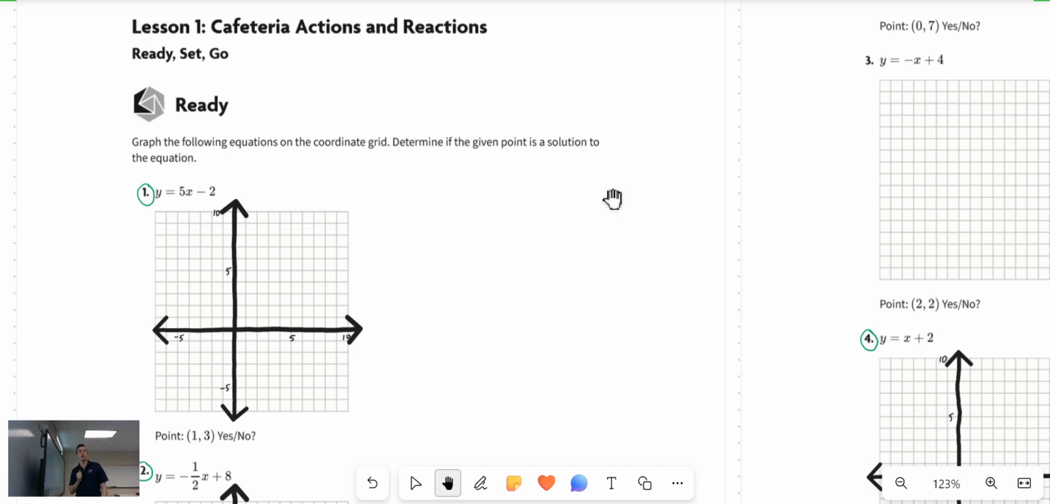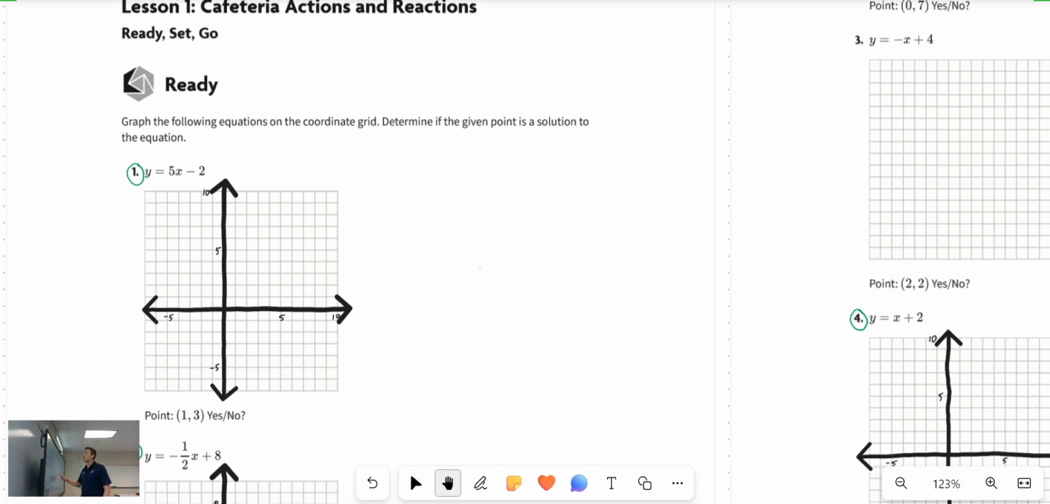Okay, welcome to Unit 4, Lesson 1. We're doing homework help for cafeteria actions and reactions. So let's get started with question 1.